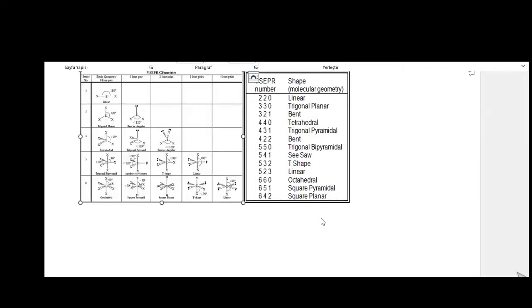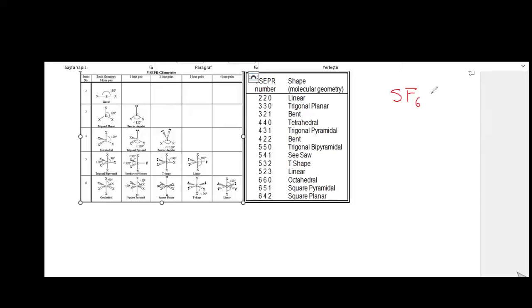Okay, today in our lectures, we are going to study molecular geometry, orbital hybrid types, and polarity of the related molecule. Let's look at some molecules firstly. Assume that our molecule is sulfur hexafluoride. Okay, let's look at the sulfur hexafluoride.